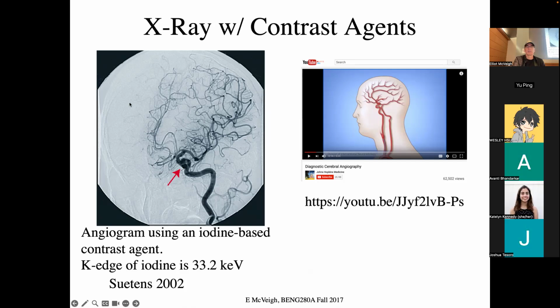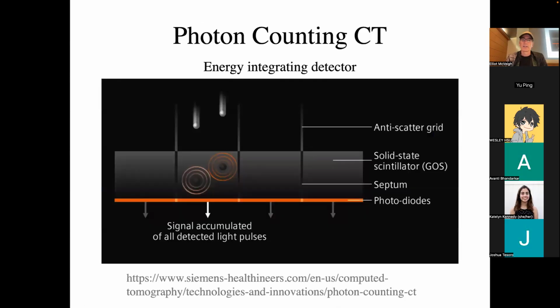It's called DSA, or digital subtraction angiography, and it's used a lot to image brains, specifically if you're looking for aneurysms and things like that. And so that's using the physics of this K-edge to get super high contrast. Okay, so what we're going to look at now is how you detect the X-ray once it's exited your patient.